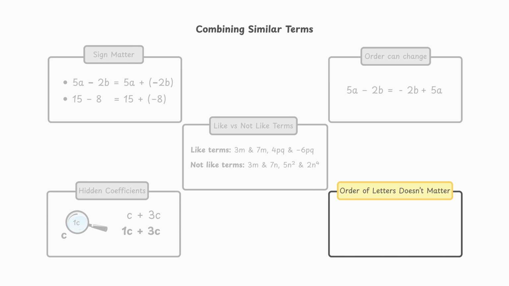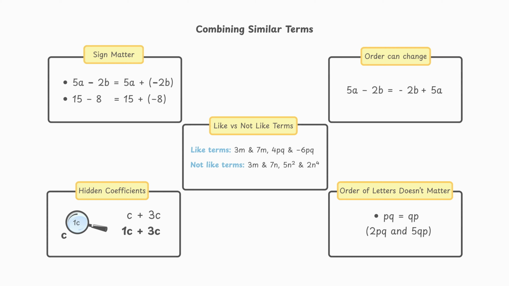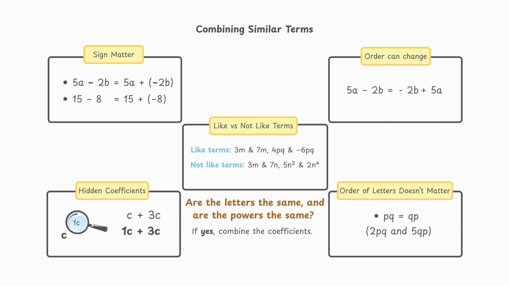Finally, let's look at order of letters doesn't matter. The term PQ is the same as QP. So 2PQ and 5QP are like terms because the letters are the same, just written in a different order. When combining similar terms, always ask yourself, are the letters the same and are the powers the same? If yes, combine the coefficients. If no, leave the terms separate.